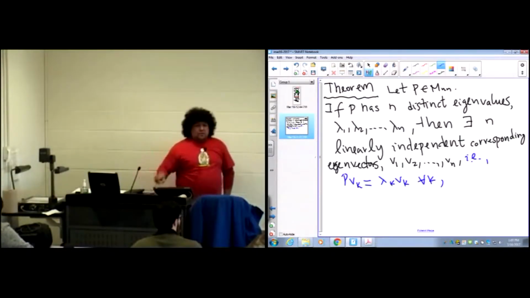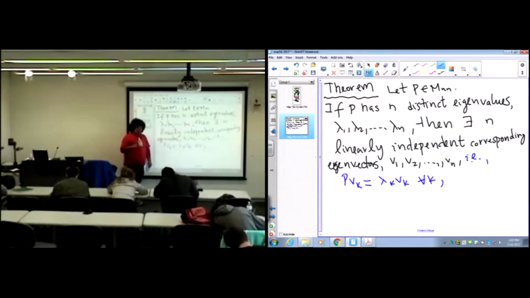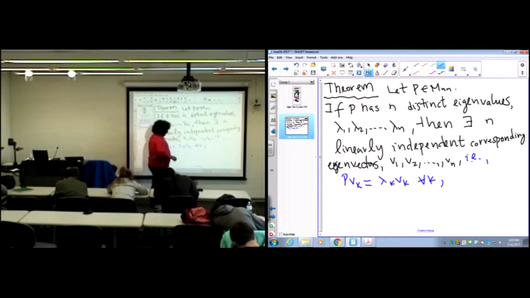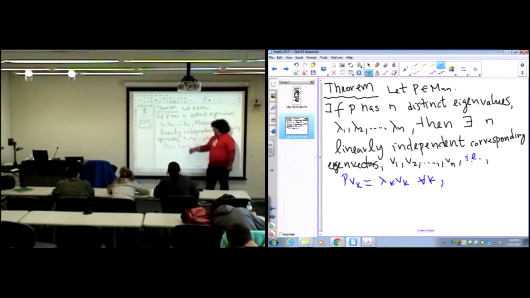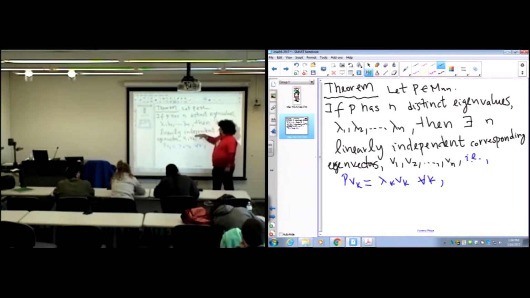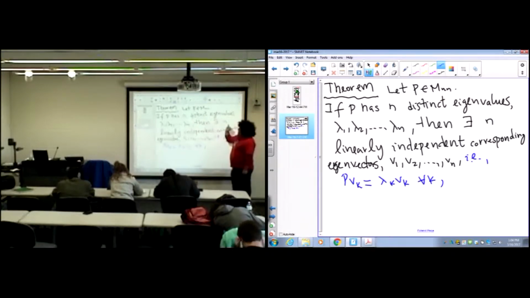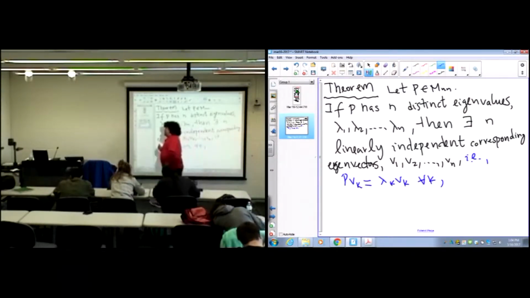So we have a matrix P. If this matrix has n eigenvalues which are not repeated, they are distinct, then there are n corresponding eigenvectors that are linearly independent such that the general solution to the system dx dt equals Px is given by a linear combination of those linearly independent eigenvectors.